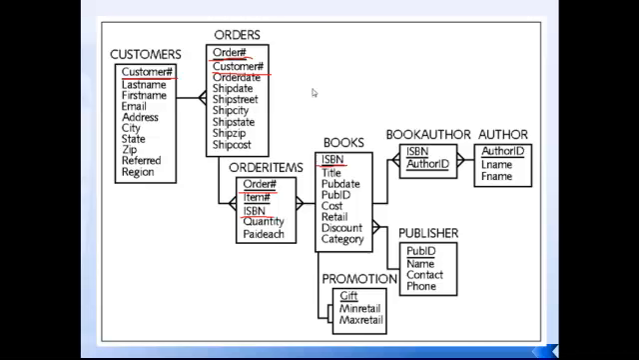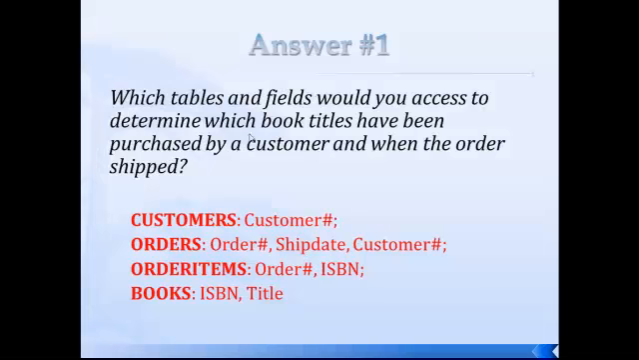So, the ultimate answer is we need more than just the three fields that we're asked for. We were asked for customer, book title, and ship date. Again, customer could be customer number, or it could be last name, first name, any combination of those three. Here's what I have for an answer, the suggested answer from the textbook publisher. Now your answer could be slightly different than this, but we do need to have certain things. When I say your answer could be slightly different, you could have included last name and first name along with the customer number.